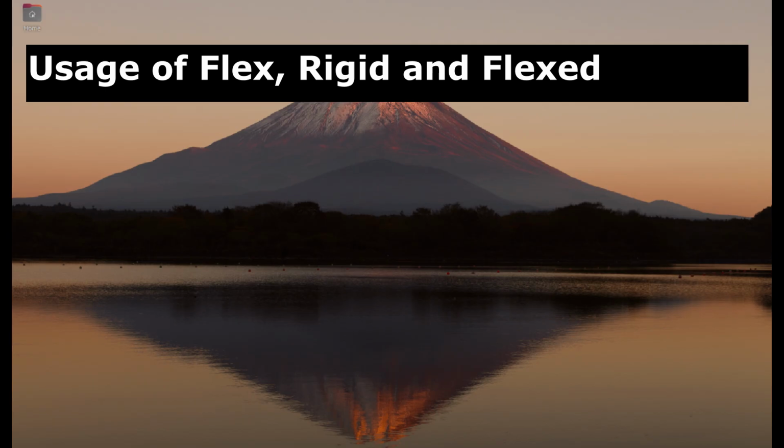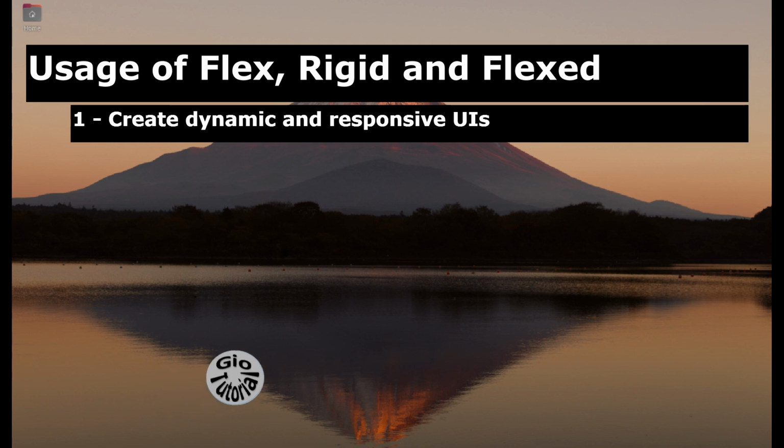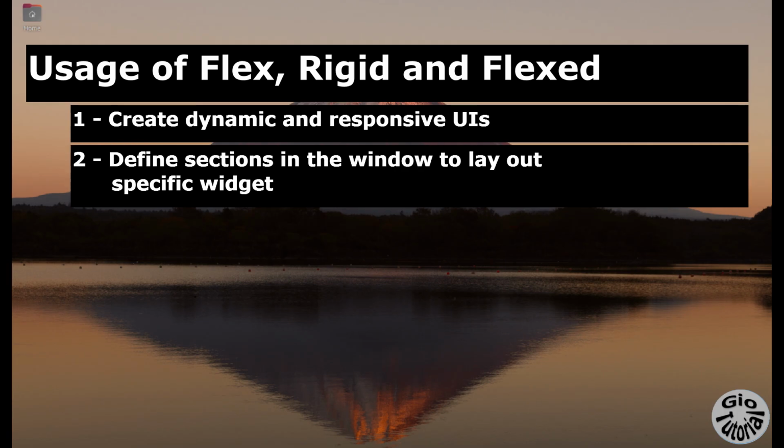I can mention 2 points in this regard. One, by combining flex, rigid and flexed, we can create dynamic and responsive UIs. We define whether an element should be fixed or adjustable and how it should behave relative to other elements in a container. And two, by combining them, we can define sections in the window to lay out specific widgets, like a header, a footer, a left sidebar for buttons, for example, and so on. Let's take an example now.